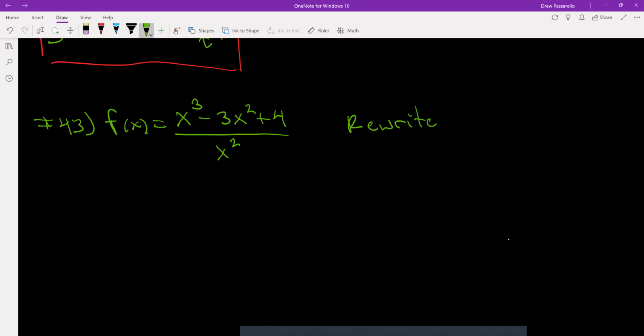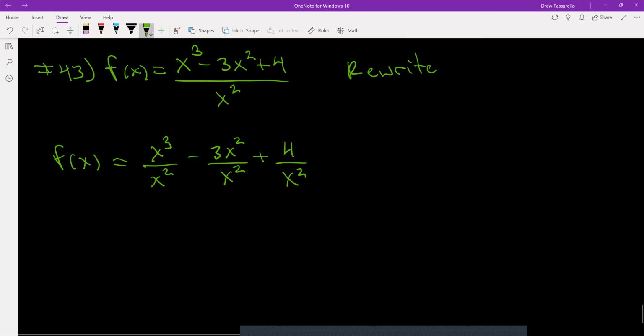Another way to do it is to break it up into 3 fractions, where the first one's x cubed over x squared, then minus 3x squared over x squared, and then plus 4 over x squared, which would be doing the same thing as multiplying x to the negative 2 to each term in the numerator.